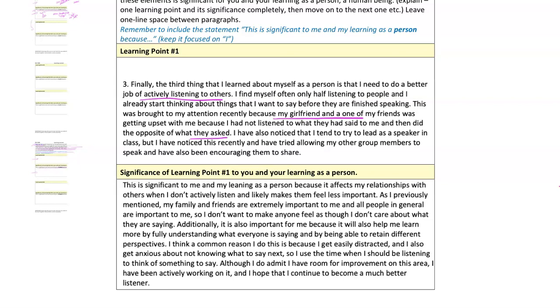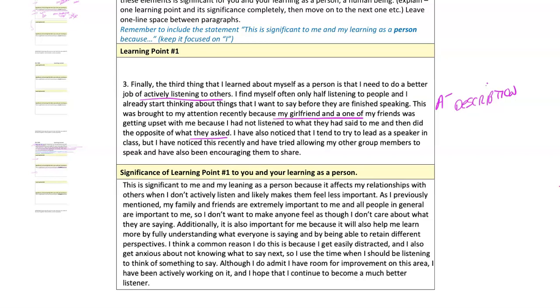So this is what I call kind of an A- description again. Pretty good. A couple little grammar things, but really the main thing is you want to be clear about what it is you're learning as a person. So what he seems to be indicating is that he's a little more focused on what he wants to say, and he needs to be more focused on listening to people more completely and balancing that out.